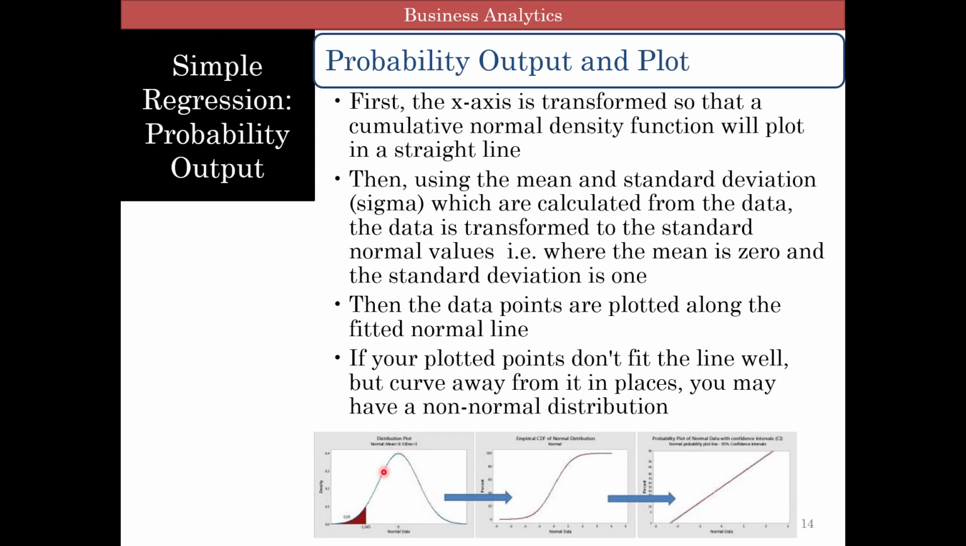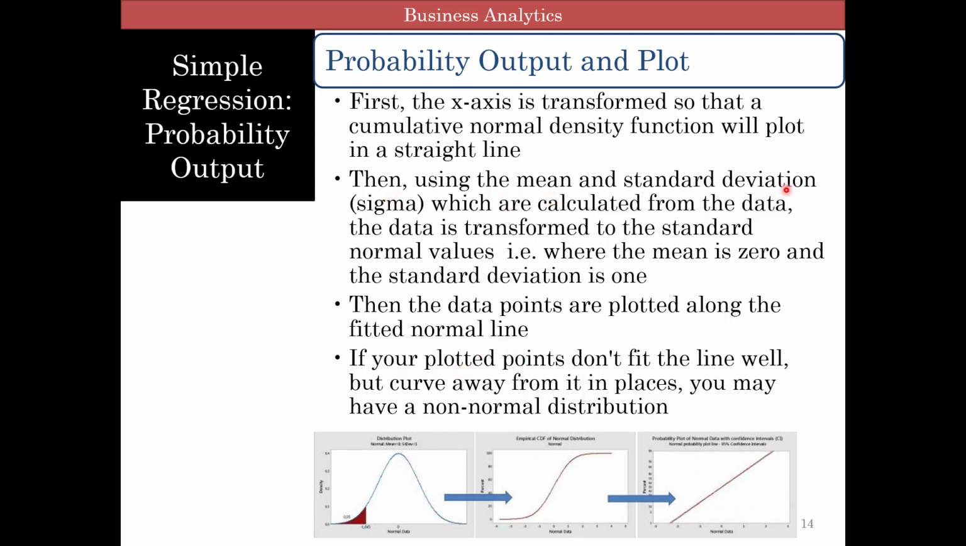And this area gives you the probability, the area under this line. And then if you want to look at the cumulative density plot, it looks something like this, right? Because we are actually looking at the cumulative normal density, the plot will be a straight line. So the x-axis is transformed so that the cumulative normal density plot will plot in a straight line.